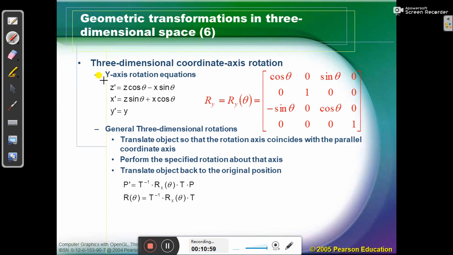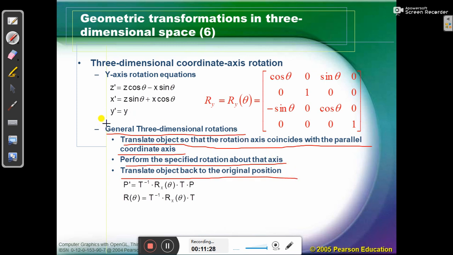So here you can see, applying all three axis rotations gives the actual rotation of the object. Okay, so general three-dimensional rotation follows this process. We need to translate the object so that the rotation axis coincides with the parallel coordinate axis, perform the specified rotation about that axis, and translate the object back to the original position. This is a general procedure, but if you want to do it with respect to the origin, then there is no need to do that. But in general, suppose you want to rotate an object with respect to any point, then you need to translate the object first so that the rotation axis coincides with the parallel coordinate axis.